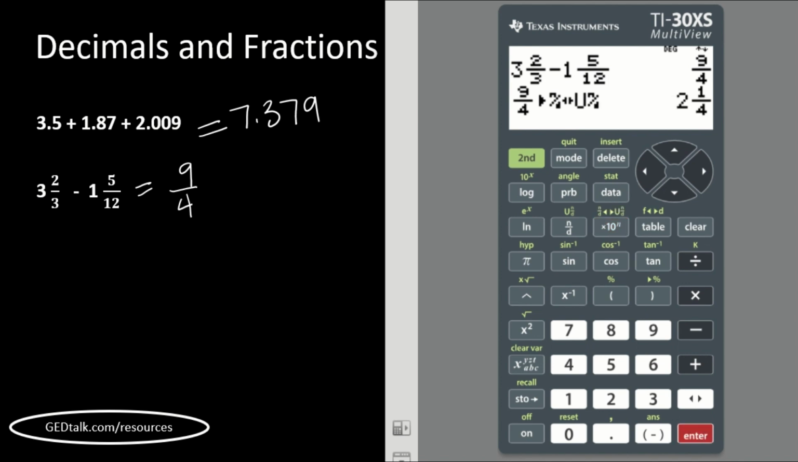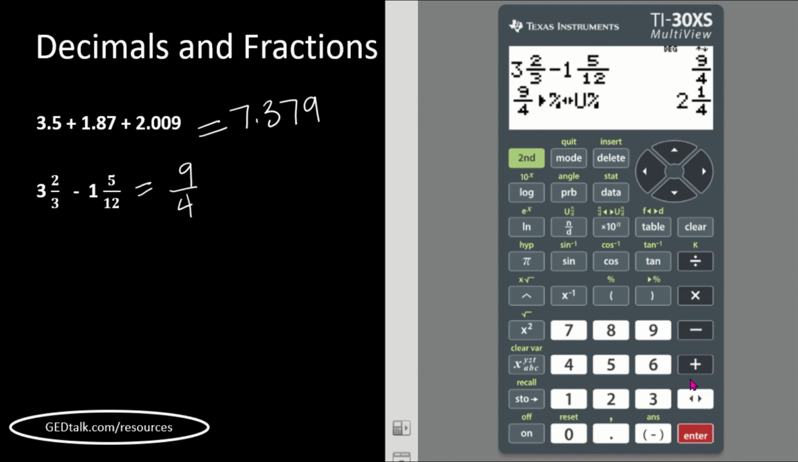Well, say you're looking at your answer choices and you notice that it's not in fraction form, it's in decimal form. Well, all we need to do is we're going to come down into the bottom right and I'm going to hit my toggle key and it's going to let me know that 2 1/4, the decimal equivalent is 2.25.